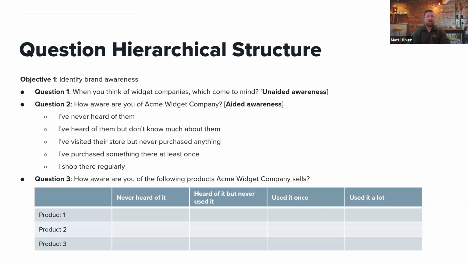So then we step back and we say, all right, so our objective was to identify brand awareness. We've asked 3 questions. Have we fully addressed this objective? And the answer is no. There are lots of questions we could ask about brand awareness. We could ask, where did you first hear about Acme Widget Company? What sorts of ads do you recall seeing from the company? Where did you see those ads? So there are so many things we could ask, but this is the structure we need to create so that we don't get any kind of scope creep.